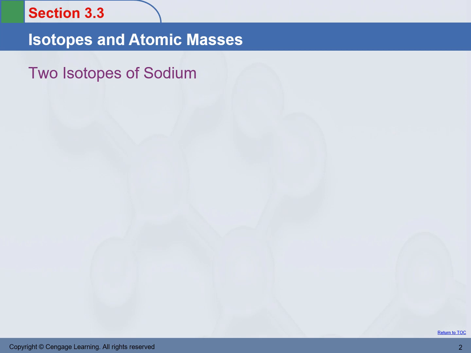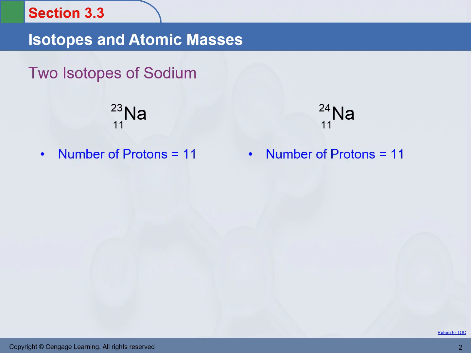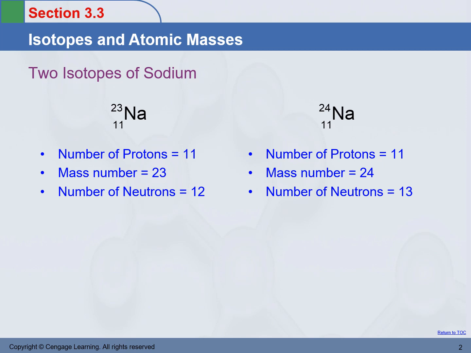Let's look at a couple more examples. The first one, sodium. We have sodium 23, sodium 24. Both of them have 11 protons. Since their mass numbers are different, they have different numbers of neutrons. The first one has 12 neutrons. The second one has 13 neutrons. So sodium 23 and sodium 24 are 2 isotopes of sodium.